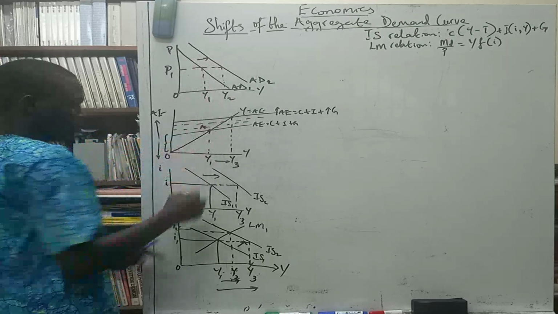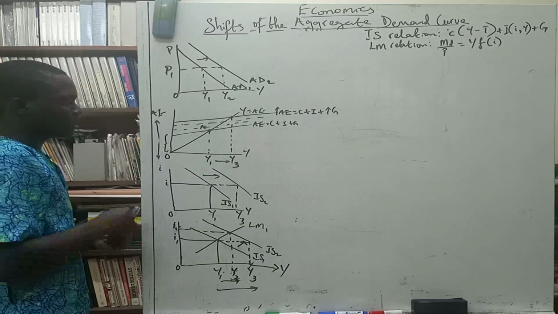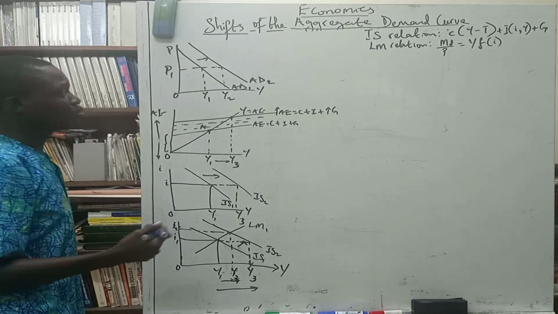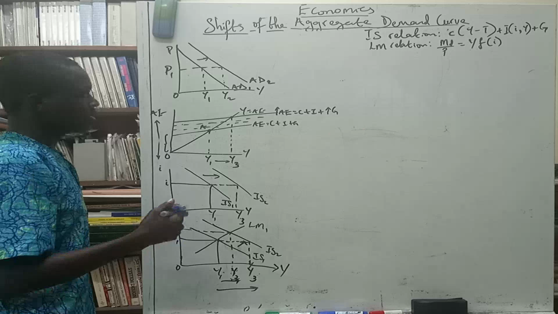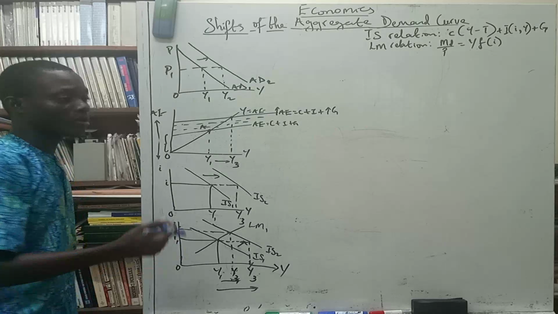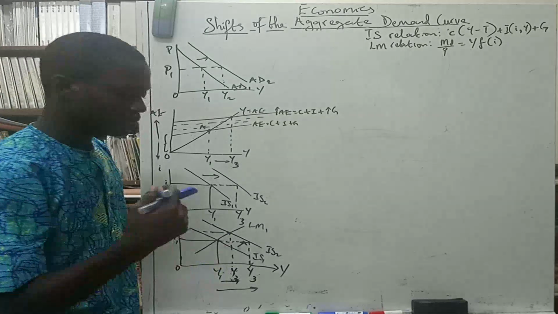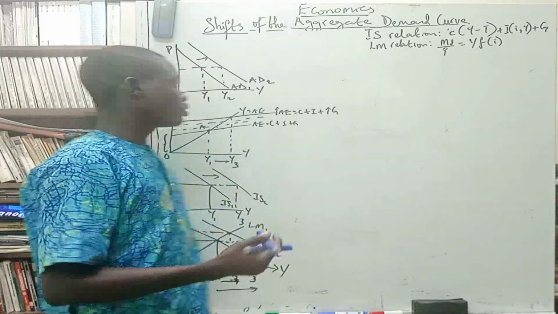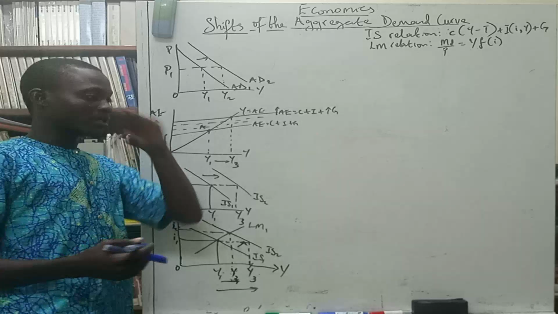So this is it. Eventually, an increase in government spending is going to result in an outward shift of the aggregate demand curve. Or in other words, an expansionary fiscal policy through the raising of government spending is going to lead to an outward shift of the aggregate demand curve.